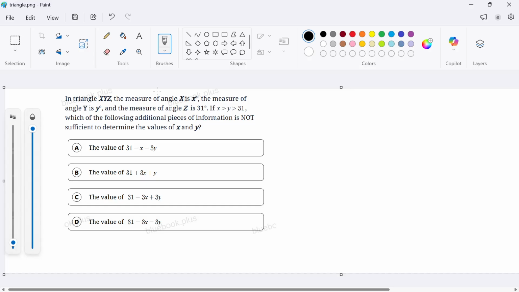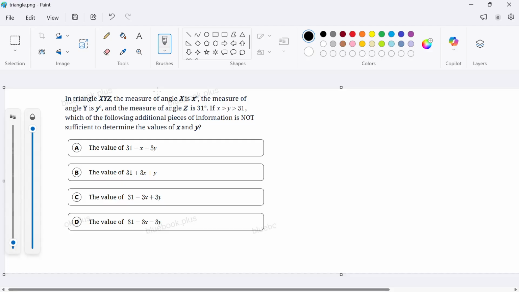In triangle XYZ, the measure of angle X is x degrees, the measure of angle Y is y degrees, and the measure of angle Z is 31. If x is greater than y, which is greater than 31, which of the following additional pieces of information is not sufficient to determine the values of x and y? And then it's got different expressions, 31 minus x minus 3y, and so on.